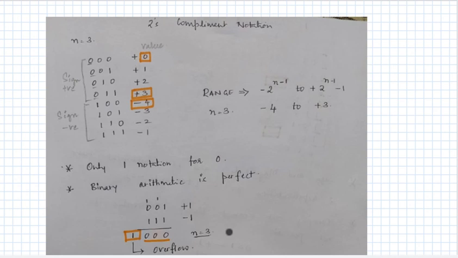So let us take the same example. If I add plus 1 and minus 1, the result comes out to be 0. Just look here. 1 plus 1 is 0, carry 1. 1 plus 1 is 0, carry 1. 1 plus 1 is 0, carry 1. This carry will be ignored because I am just considering 3 bits to represent a number.